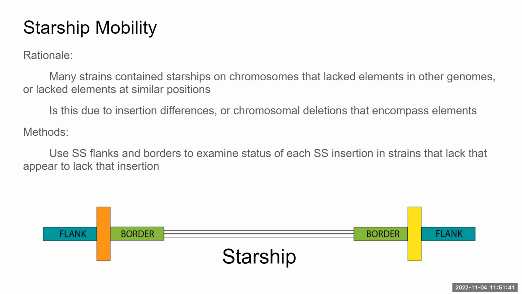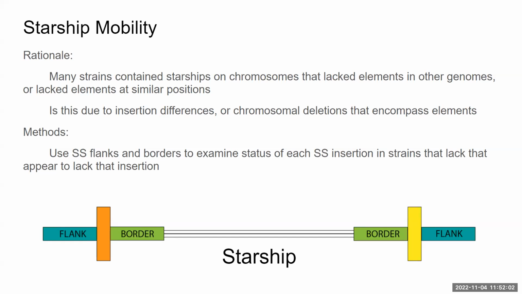Okay, so after we identified all the starships, one of the next questions we started to ask was about starship mobility. So we were wondering why these starships were particular to each genome and why they might have not been showing up on other genomes. We were wondering, was this due to insertion differences, chromosomal deletions? That could have encompassed why they weren't showing up.